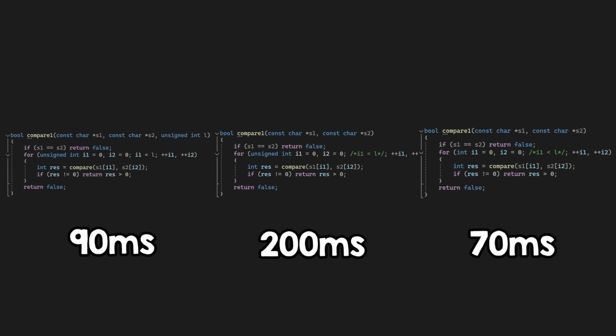Now, if after you saw this example, you thought to yourself that you will always use ints instead of unsigned ints in for loops because they are faster, I want you to take your hand like this and slap yourself in the face.